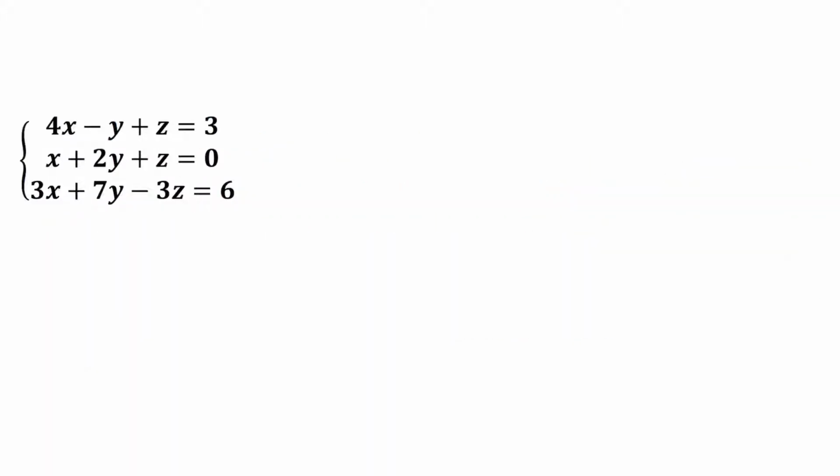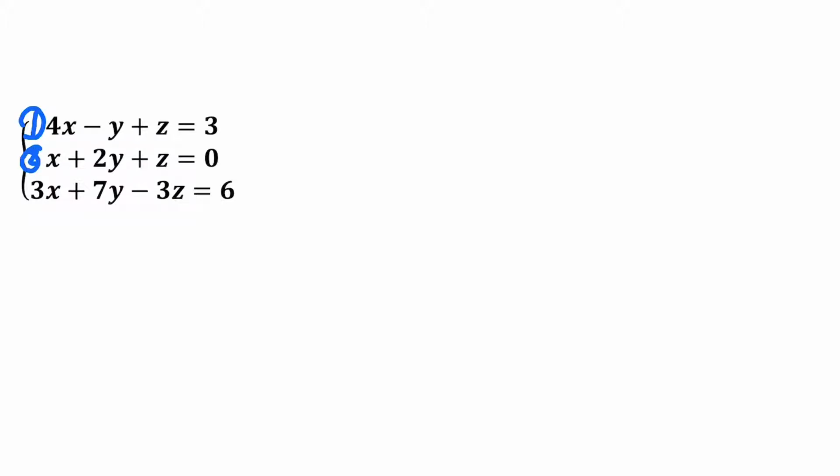Here's our problem. So we start out, it says 4x minus y plus z equals 3, x plus 2y plus z equals 0, 3x plus 7y minus 3z equals 6. Now with Gaussian elimination, we have to, and I want to stress the phrase have to, actually start out by eliminating our x. So the first thing I'm going to do is combine our rows 1 and 2.